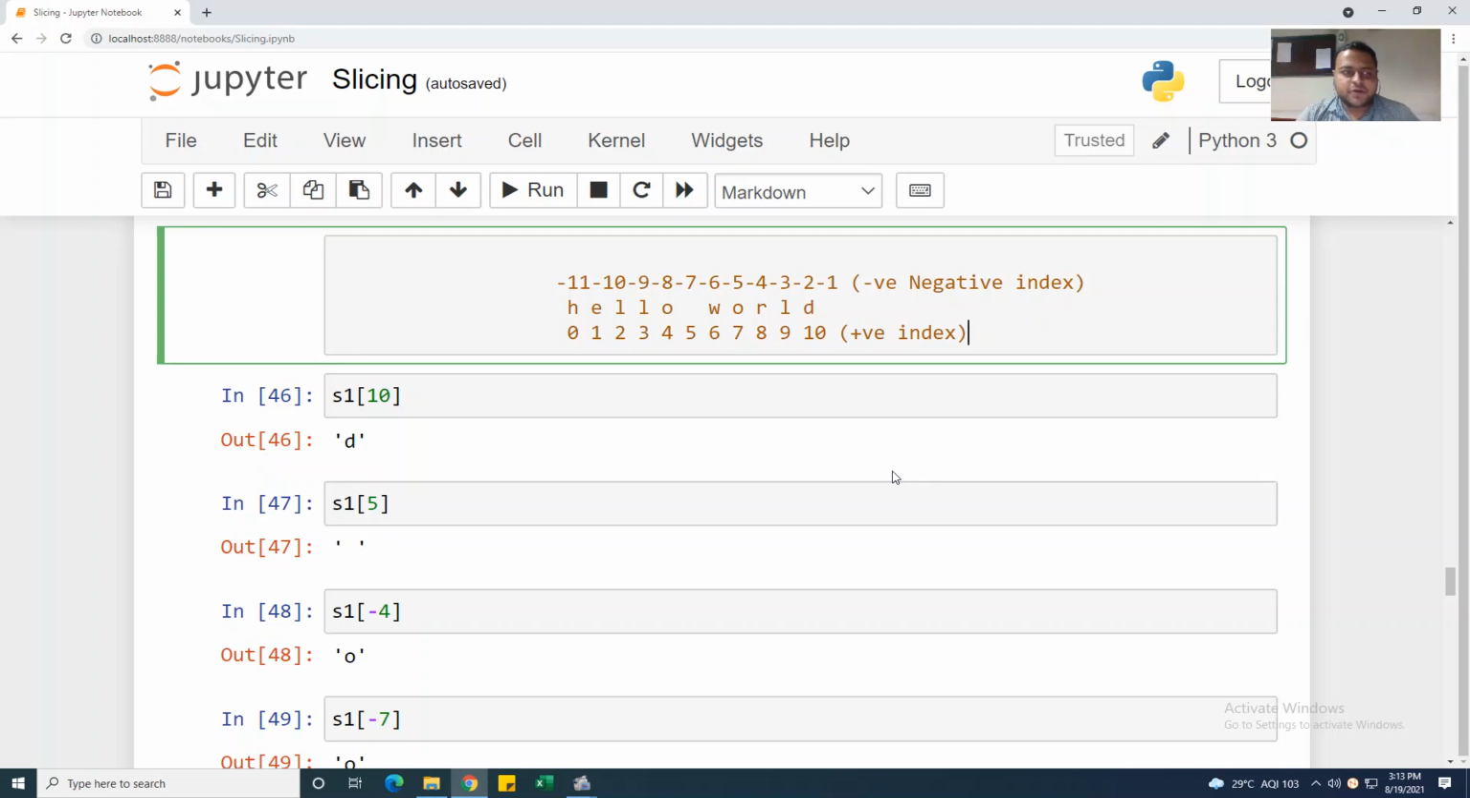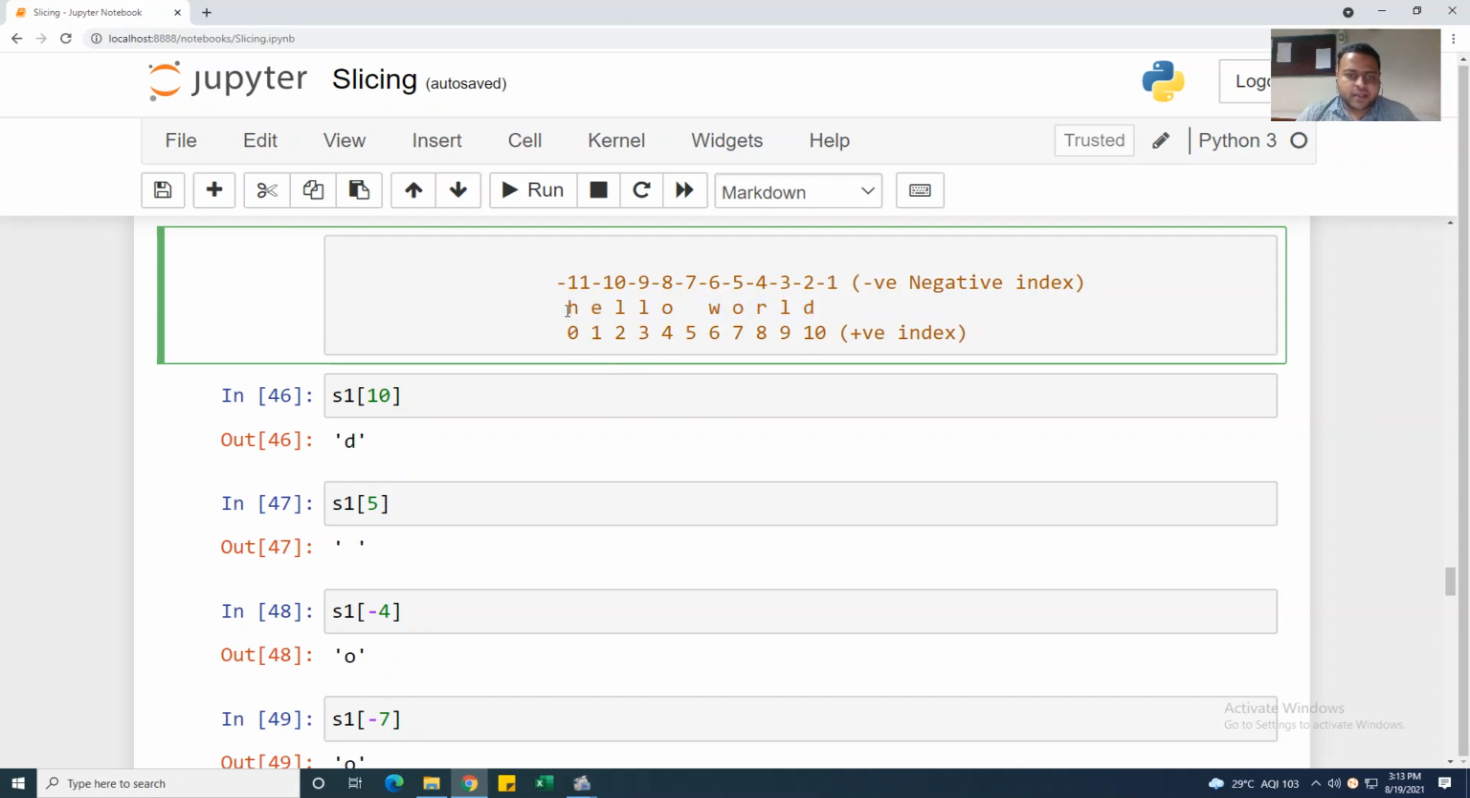So in this video, we look at slicing. It is a main important part. If you want to develop any kind of automated script in AI or ML or anything, slicing is a main important part. Every word, every string has a starting and ending number. That is called a positive and negative index.